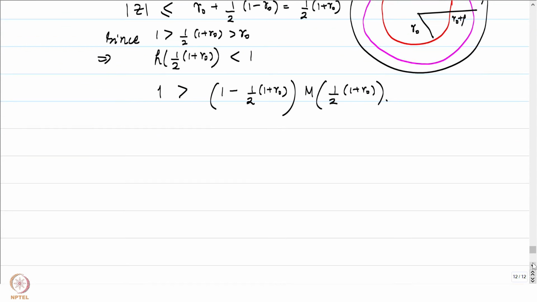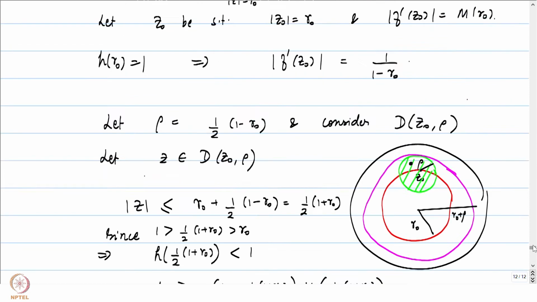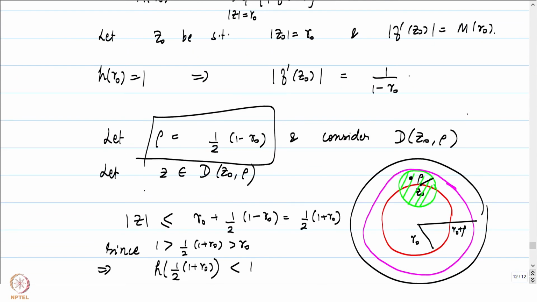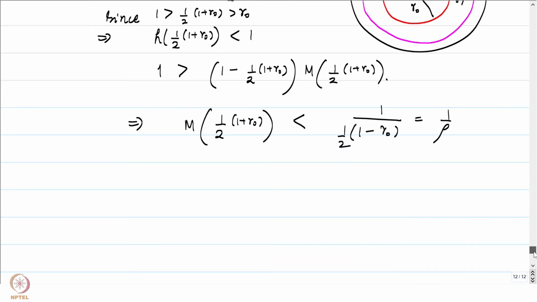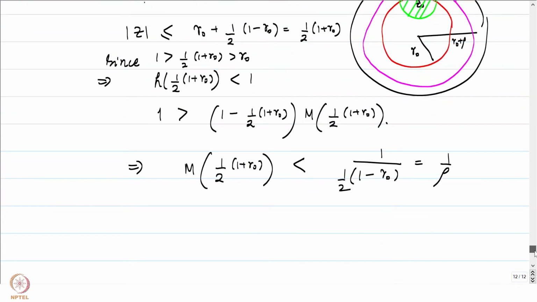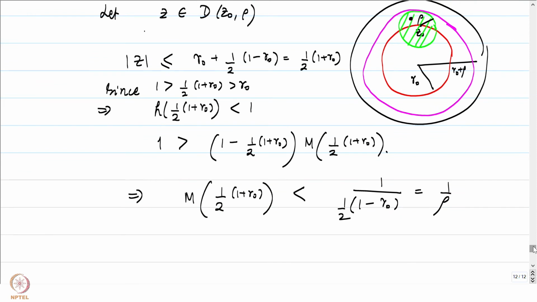And if we look at this, this tells us that m of half of 1 plus r naught is less than 1 by 1 minus r naught times 1 by 2, which is equal to 1 by rho. If you notice, that's precisely how we had picked rho. So rho was not picked arbitrarily if you think about it. So this is true for all points on the circle which is captured by the pink curve here, basically the circle of radius r naught plus rho.